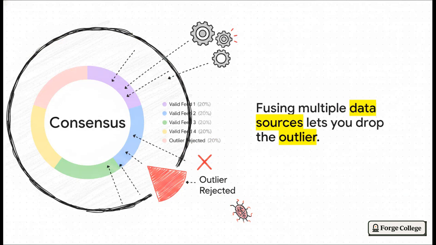When you fuse multiple data sources mathematically like this, something really beautiful happens. You can cleanly slice out the one malfunctioning feed or the one lying witness and just reject it completely. By requiring a strict consensus, like taking a median across multiple feeds, a single bad data point is rendered entirely powerless. It simply cannot alter your agent's understanding of reality. And that keeps your core logic perfectly insulated from bad actors.